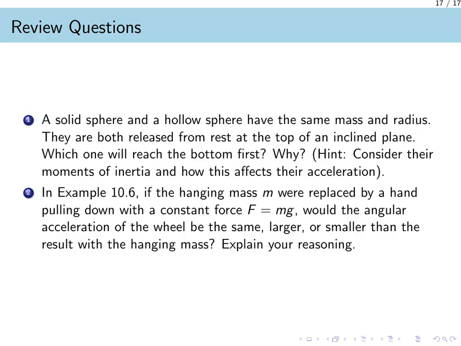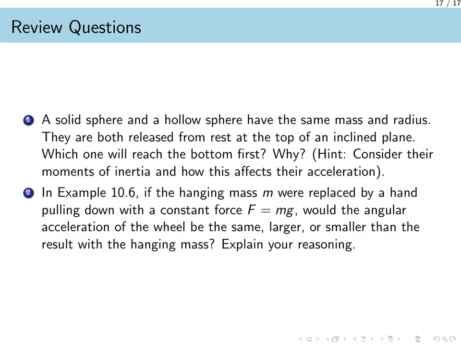The sphere that dedicates less energy to rotation will have more energy available for translation and will therefore have a greater linear acceleration down the incline. For the second question, we compare a hanging mass to a constant pulling force. In the original example, the hanging mass accelerates downwards. According to Newton's second law, this means the tension in the cord must be less than the weight, mg.